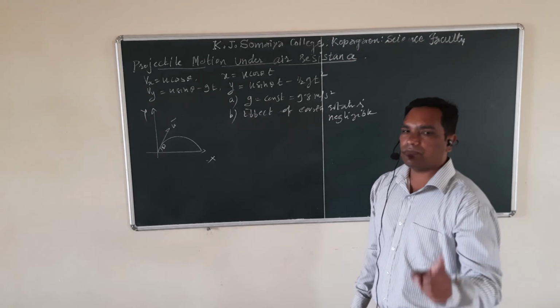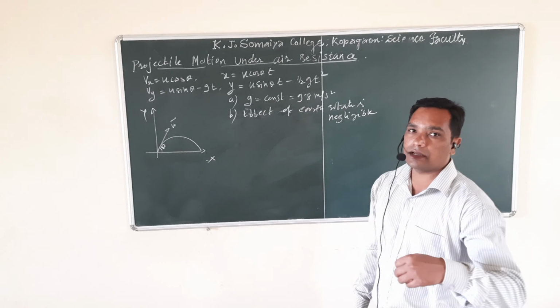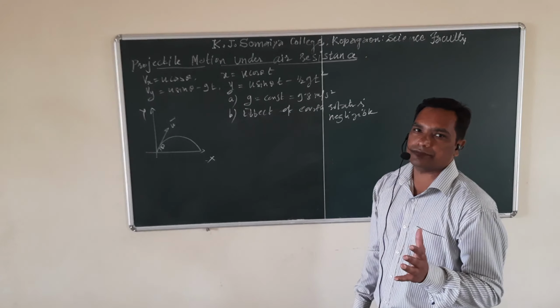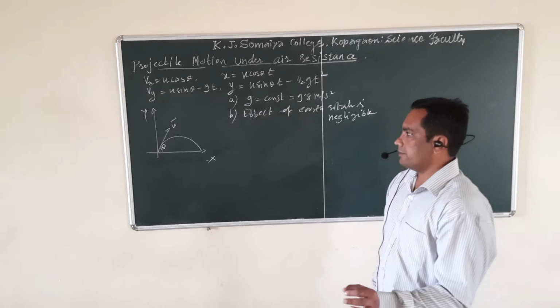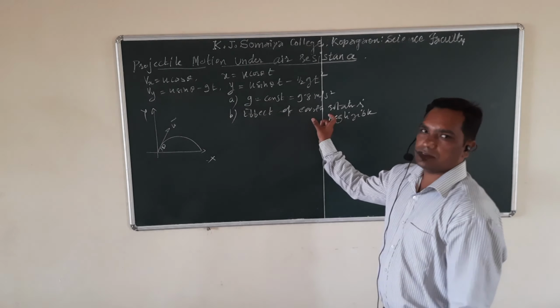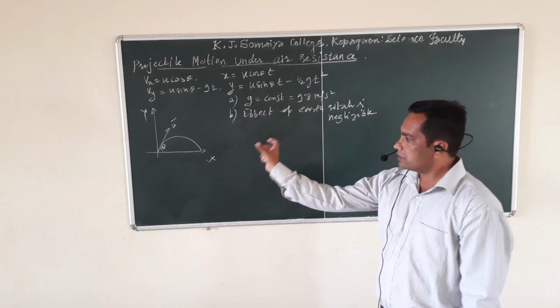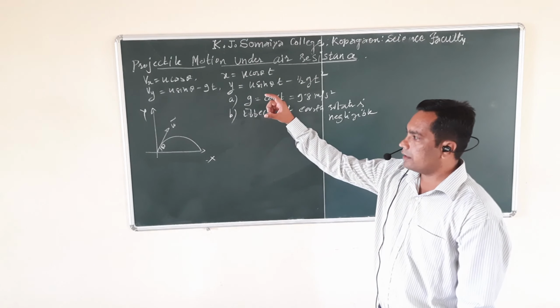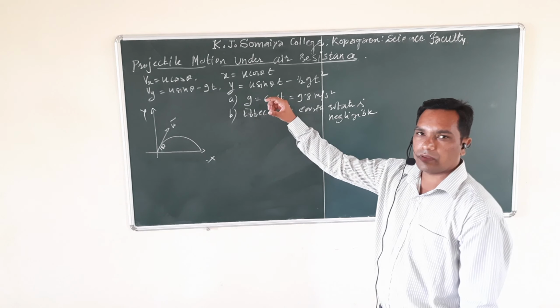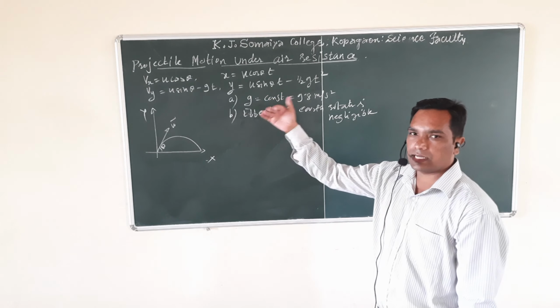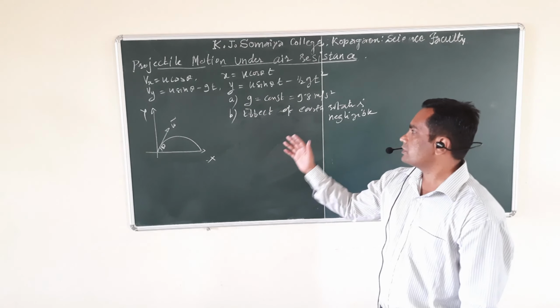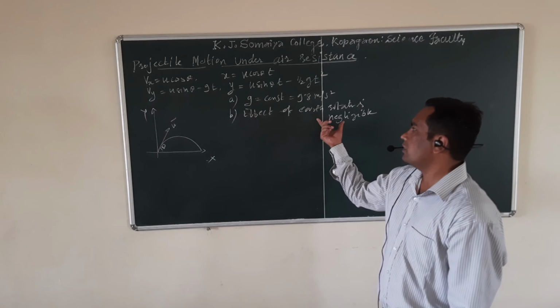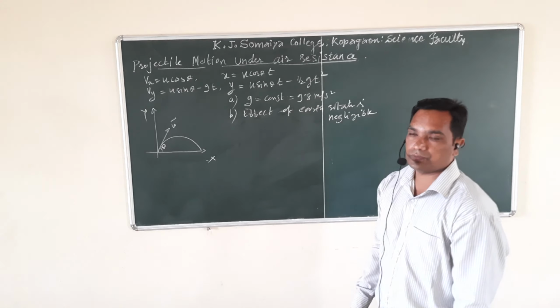If we take the effect of earth rotation, then we have to take Coriolis force into consideration. Again, these effects are negligible for a very small range of projectile, and when the velocity of the projectile is less. For such a projectile we can neglect Coriolis force and g variation also.